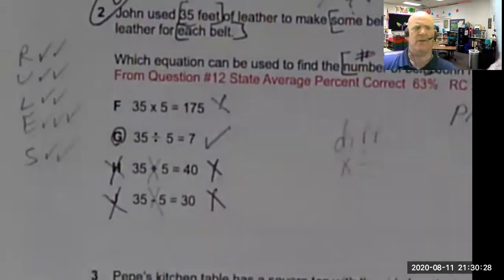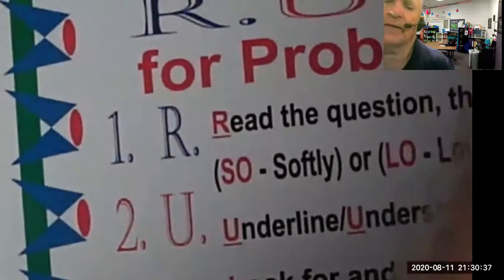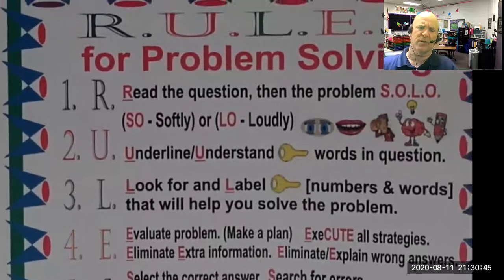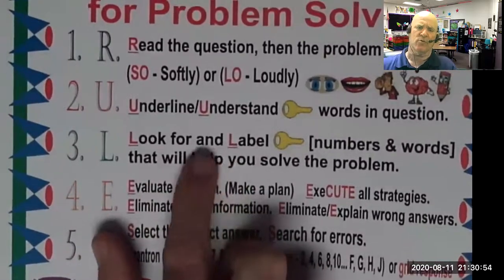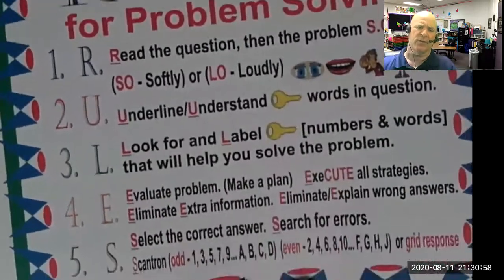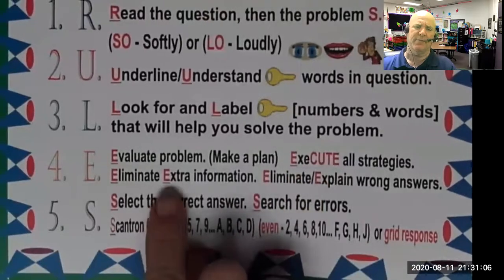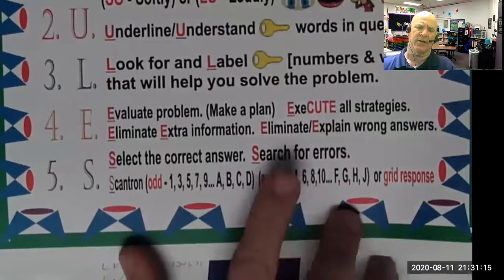Now, for those of you that saw the rules, I just want to make sure that you see that again, because I don't want to leave anybody out. The reason that the word rules were there is because on one side of the folder, if you join my Elite Math Club, you'll get a class set of these sent to you by mail. It says to read the question and problem solo, softly or loudly, to underline and understand the keywords in the question, to look for and label, which we did. We decided that the keywords were different, to make a bracket around the numbers and the words, to evaluate the problem so that we can make a plan, and execute versus ugly, eliminate extra information, and eliminate and explain the wrong answers, and finally select the correct answer. Double check by searching for errors. Sometimes doing the problem 2 different ways like we did helps.